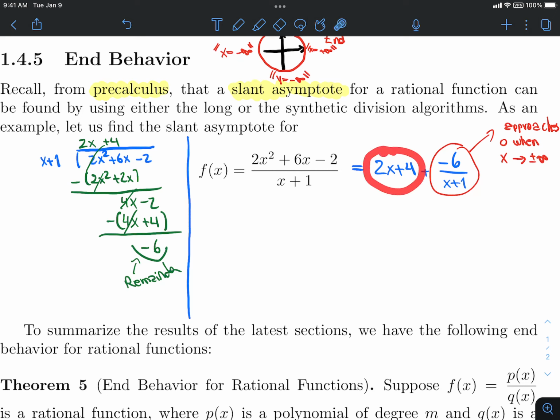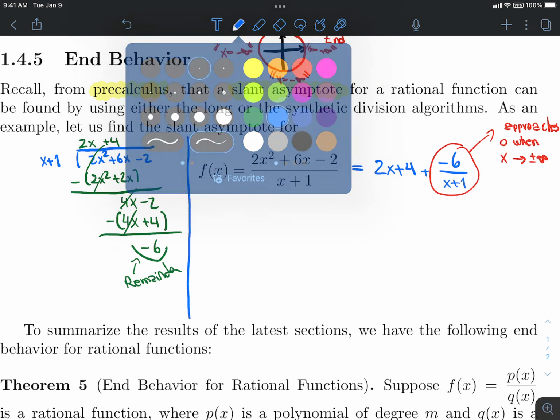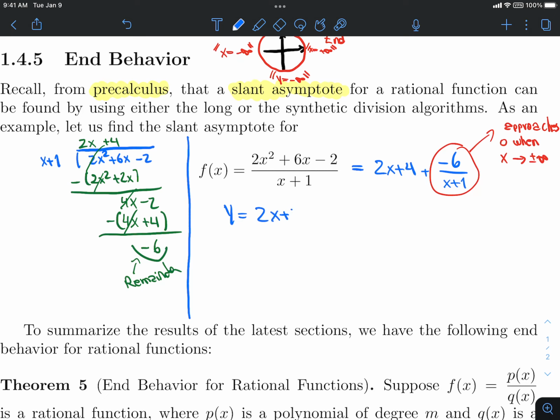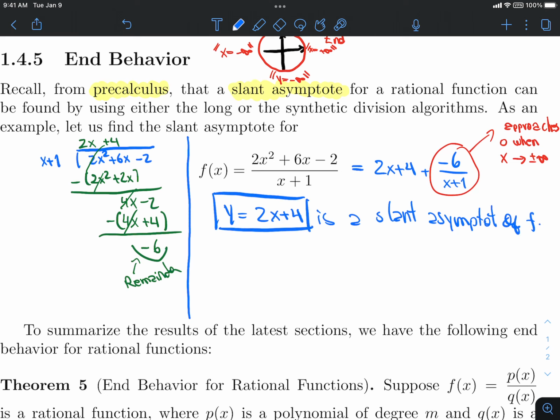So all that is left is this. And this is the equation of a line, 2x plus 4. So y equals 2x plus 4 is a slant asymptote of f. Okay, so y equals 2x plus 4 is our answer. So that's how you find slant asymptotes. You don't need any calculus, only to understand that this is going to go to 0, right? The 6 on the top stays constant, but the bottom gets bigger and bigger. A number divided by something big equals something small, so 0. And this is all that matters.